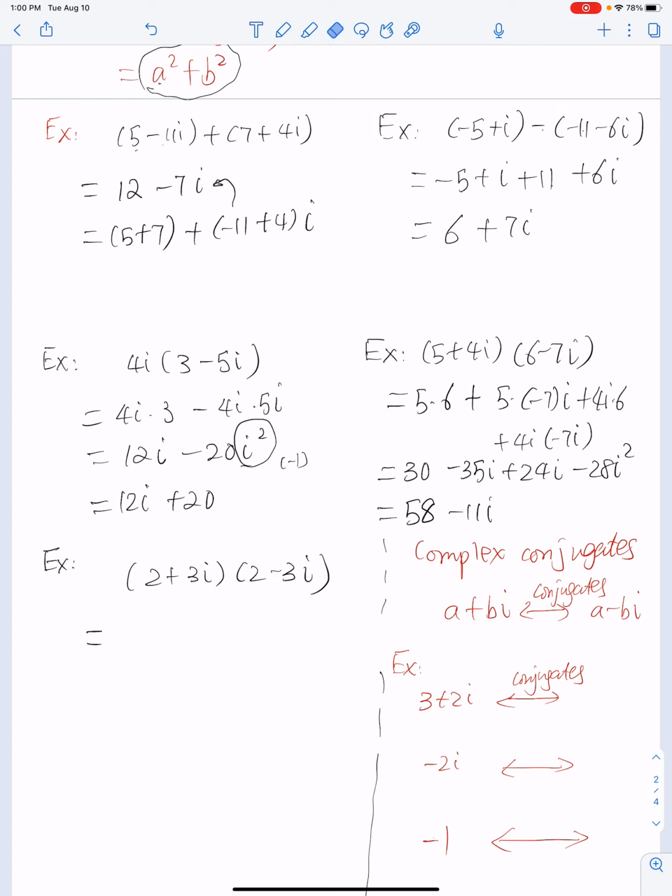Okay, so I will directly write down the answers. 2 times 2 is 4, minus 6i, plus 6i, minus 9i squared is plus 9, which is 13.